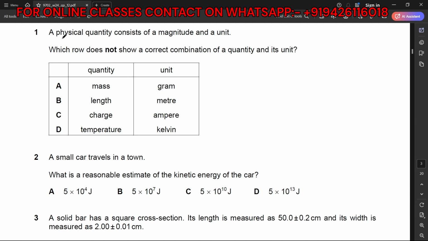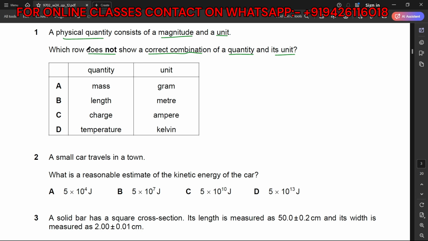So the first question is about a physical quantity consists of a magnitude and a unit. Now we have to find which row does not show correct combination of a quantity and its respective units in which we can measure it. So over here we know that we can measure mass in kilograms. Now kilograms is the SI unit. Over here they have not really specifically mentioned about SI unit, but just a unit in which we can measure the respective quantity. So yes, because we know that we can measure mass in kilograms, so obviously gram is a correct unit for mass. So the first row is a correct combination.